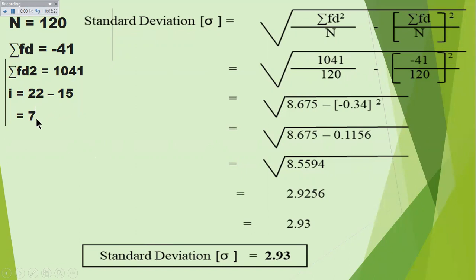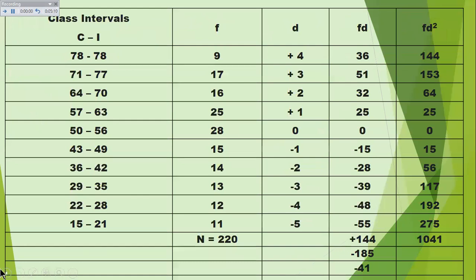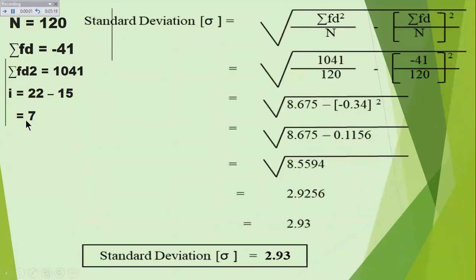How to calculate class interval? The difference between 15 to 22, 22 to 29, or 29 to 36. Such a difference is called class interval I. This is 7. Now this is the formula. The formula is most important: under root of summation FD square upon N, minus, in brackets, summation FD upon N, the bracket squared.